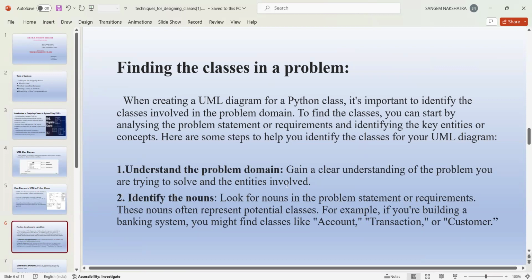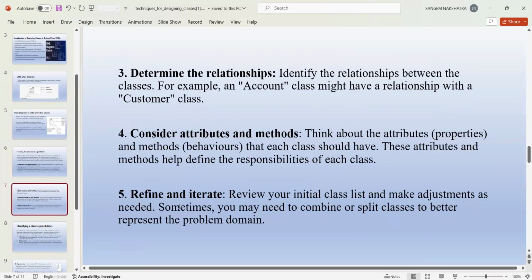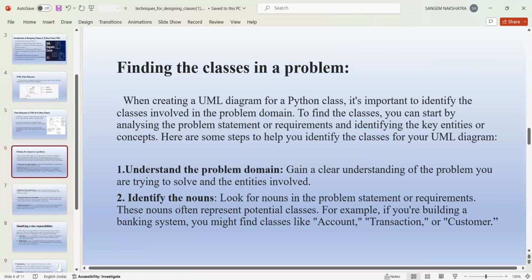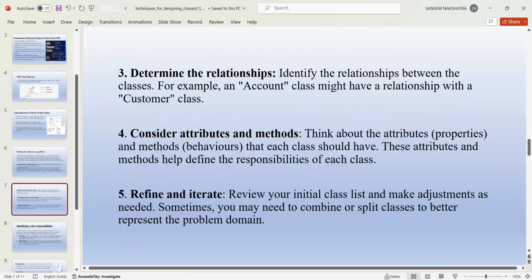Here are some steps to help you to identify the classes for UML diagram. Understand the problem domain. Identify the nouns. Determine the relationships, consider attributes and methods, refine and iterate. Understanding the problem domain means you should gain a clear understanding of the problem you are trying to solve and the entities which are involved in the class diagram. Identifying the nouns. You should look for nouns in a problem statement or requirements. These nouns often represent potential classes. For example, if you are building a banking system, you might find classes like account, transaction, or customer.